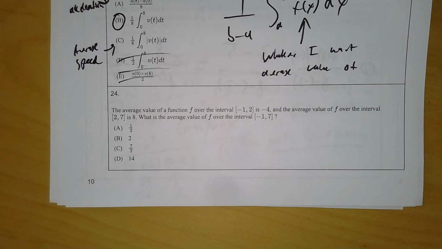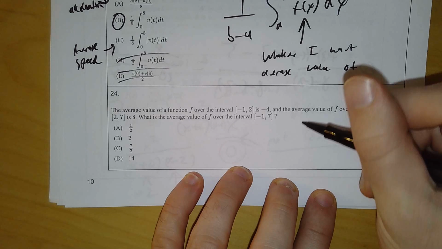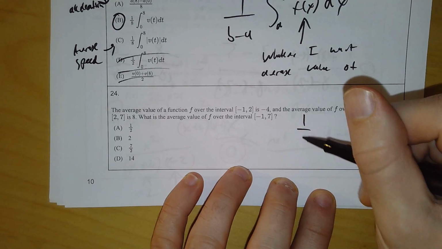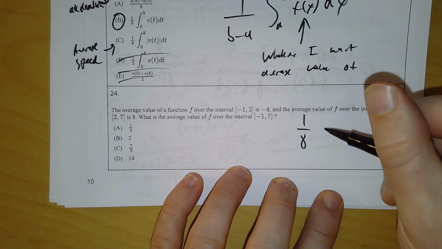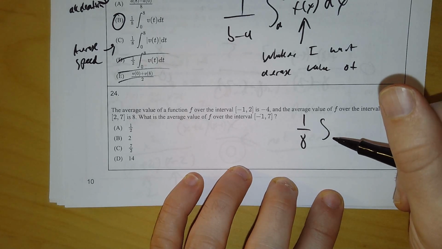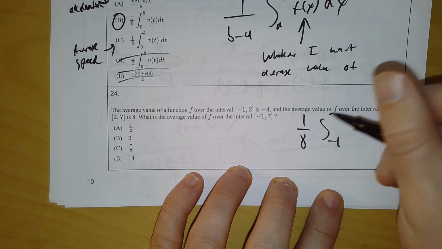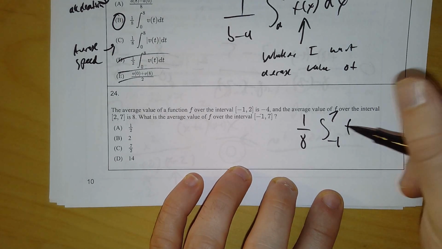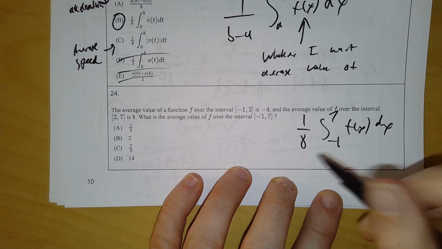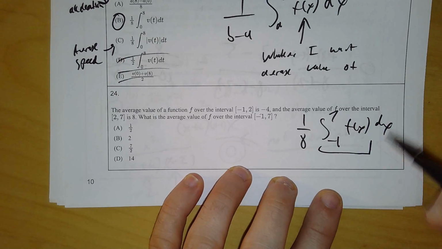24. This one could be on the test. The average value of a function over negative 1, 2 is negative 4, and the average value of f over 2, 7 is 8. What's the average value of f over negative 1, 7? So basically, to get that, I know I want 1 over 8, because 7 minus negative 1 is 8, of the integral from negative 1 to 7 of the function, right? This is what I want. So I know it's 1 over 8, but I need to find out what this area is.